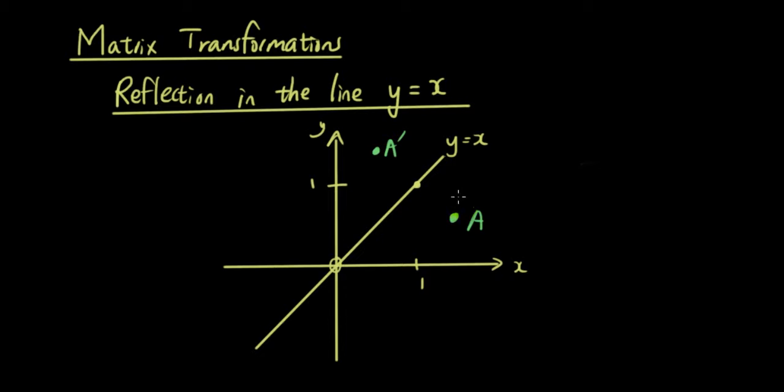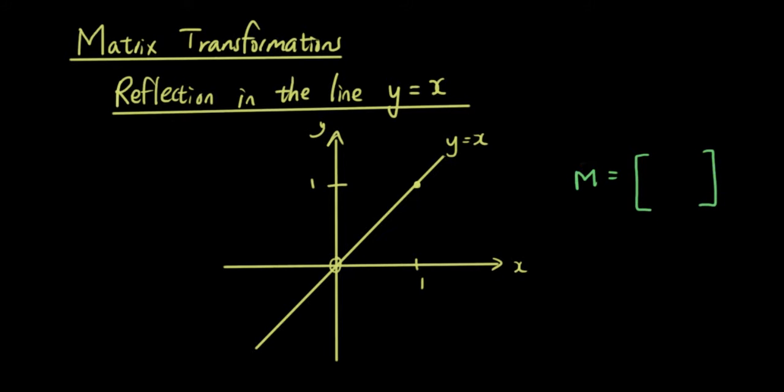And if I give you the coordinates of A, let's say the coordinates are 1.7, 0.6, I want to know the transformation matrix that will give me the exact coordinates of A dash. So how do we do that? Well, the first thing we need to do is construct the transformation matrix. So let the transformation matrix be M.